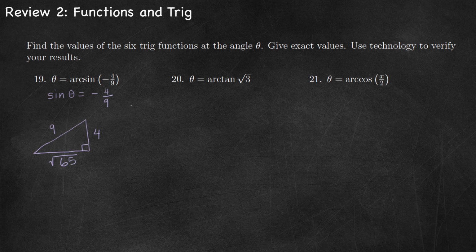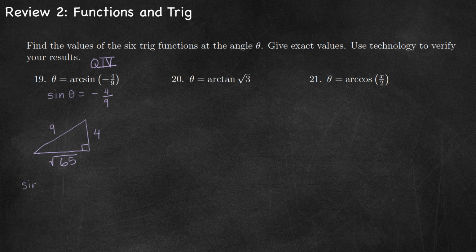Now we have arcsine of negative 4/9. If sine theta is negative 4/9, then theta must terminate in quadrants 3 or 4. But arcsine is only going to give us a theta value in quadrants 1 or 4. So I know I'm working in quadrant 4. This has to be an angle that terminates in quadrant 4. And in quadrant 4, cosine is positive, sine is negative, tangent is negative. So I'm going to keep that in mind here as well.